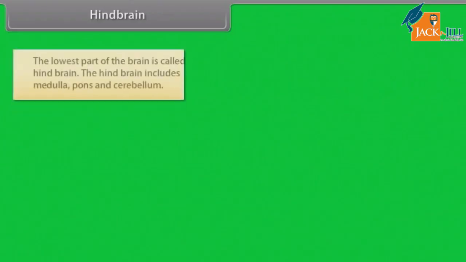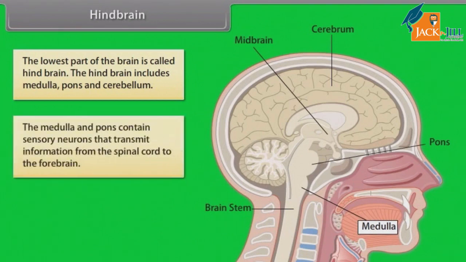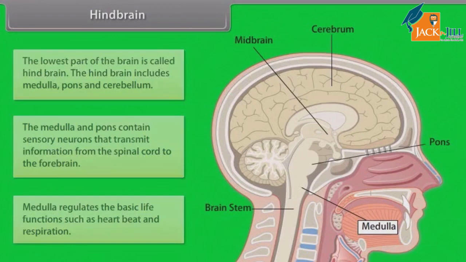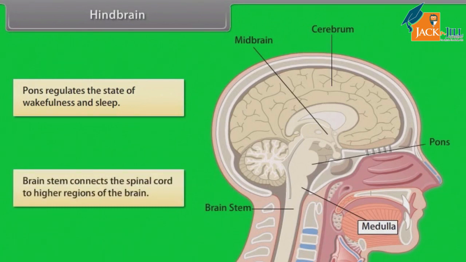Hindbrain. The lowest part of the brain is called the hindbrain. The hindbrain includes medulla, pons and cerebellum. The medulla and pons contain sensory neurons that transmit information from the spinal cord to the forebrain. Medulla regulates basic life functions such as heartbeat and respiration. Pons regulates the state of wakefulness and sleep. Brainstem connects the spinal cord to higher regions of the brain.